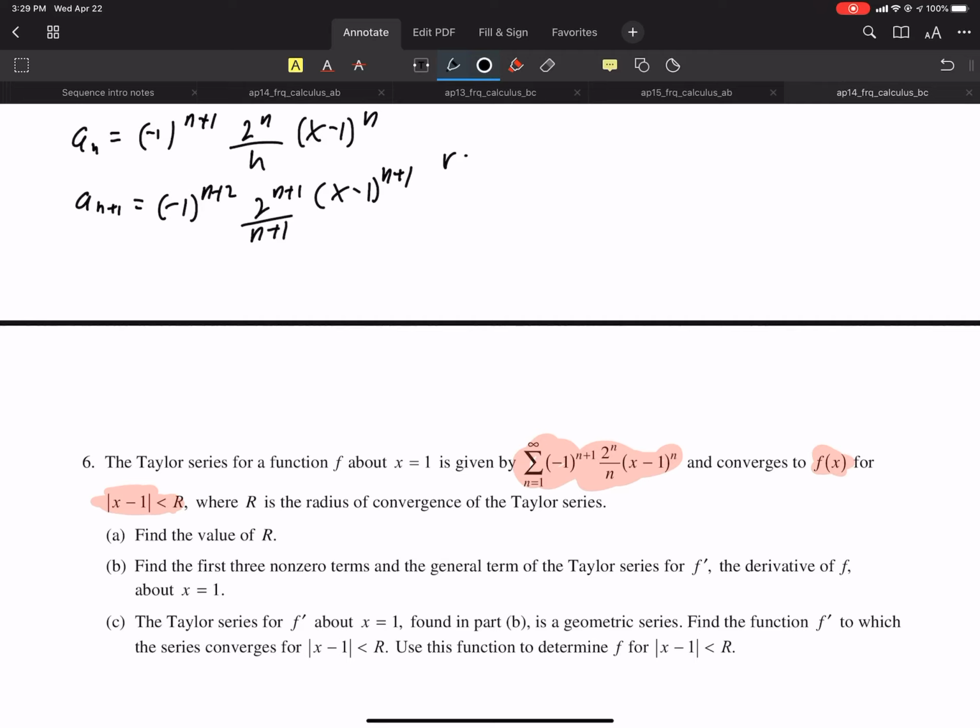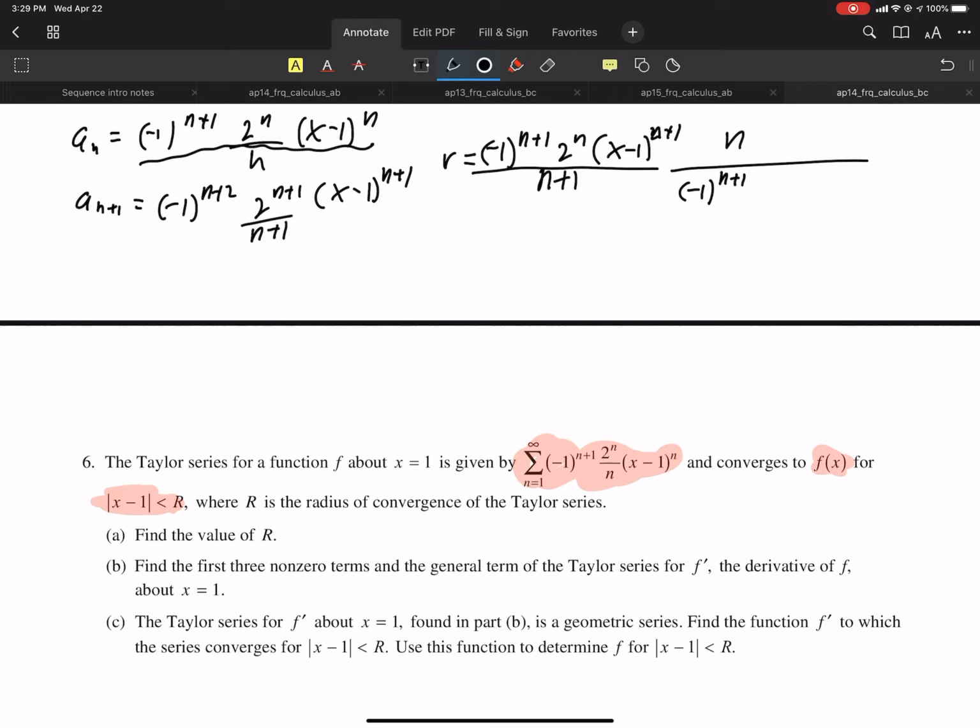And so in the ratio test, r is a sub n plus 1, so I'm going to put this one, and you divide by a sub n, which means multiplying by the reciprocal. That's going to be n over all this stuff. And we're going to do some fancy simplifying.